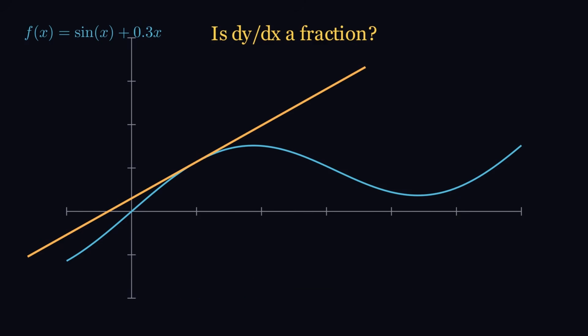Let's settle one more thing while we're here, because it bugged me for years. Your teacher swore up and down that dy over dx is not a fraction. It's one symbol. Don't you dare cancel it. And then a week later, doing the chain rule, they cancel it. So which is it? Here's the honest answer. Once you've got the local line in your head, dy over dx really is a fraction.